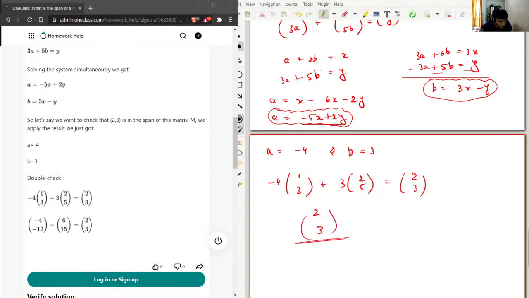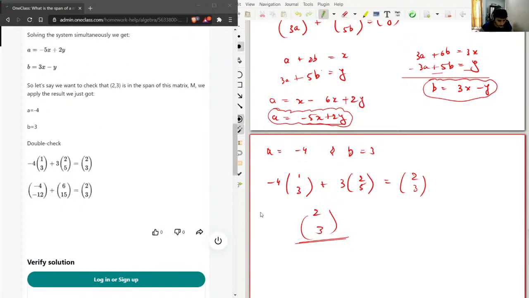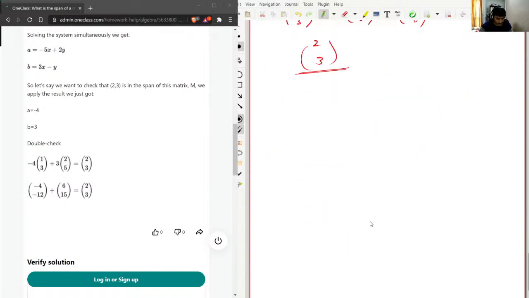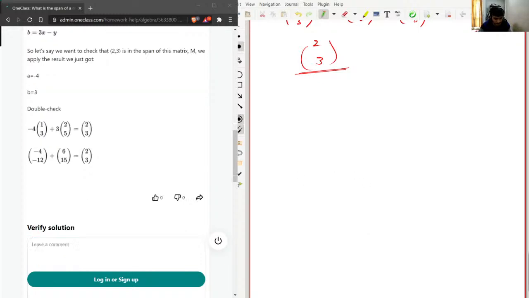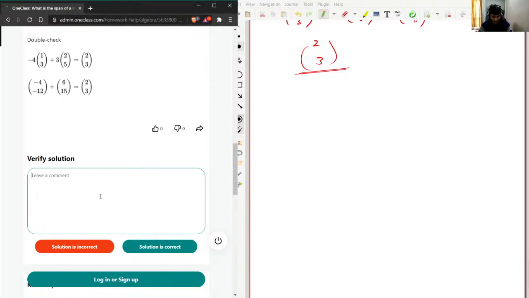And okay, so in the next step they have done the same thing only. So I guess that is all for this question also. I'll just write that the solution given here was correct. Like the span of the matrix, we generally don't do such kind of problems. We just do it directly. So correct solution. Good work.